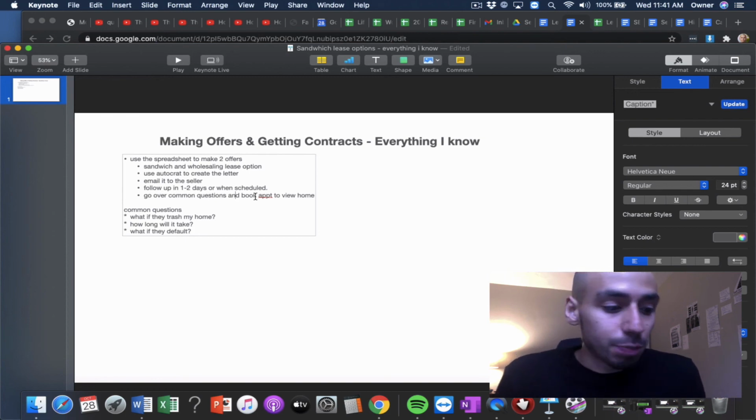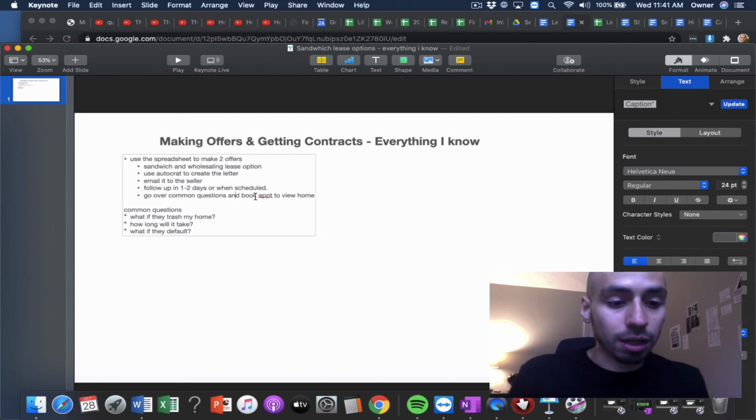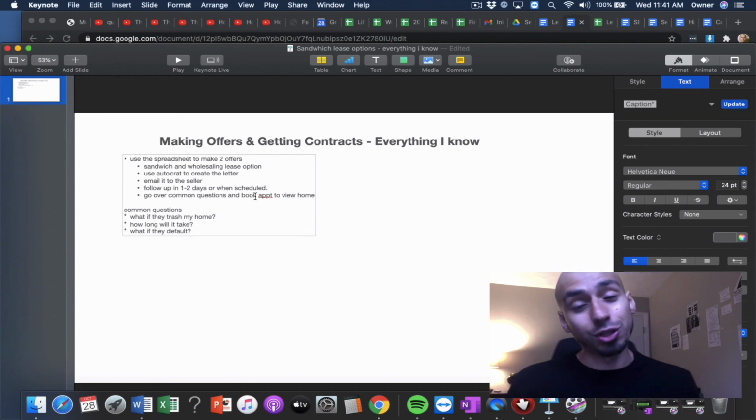Now, in a wholesale and lease purchase option, I don't necessarily have to see the house. In a sandwich, I do, because I'm going to be managing it, or my investor's going to be managing it. So I'm going to meet with them at the property, or just have them meet the seller. But with a wholesale and lease option, most times they still want to meet with me, and I have a higher likelihood of getting it signed if they do meet with me. All right. What I started doing was actually doing video offers too, which is pretty cool. I'll probably save that for another video.